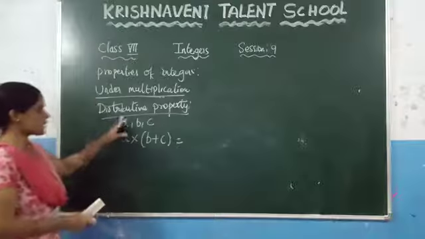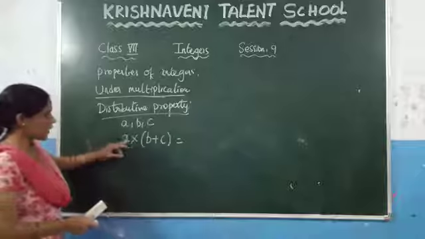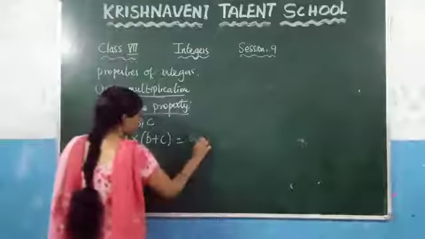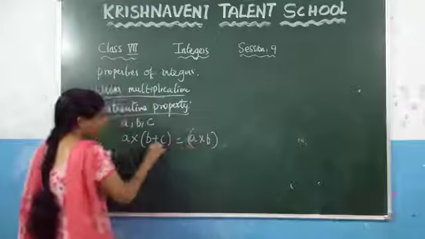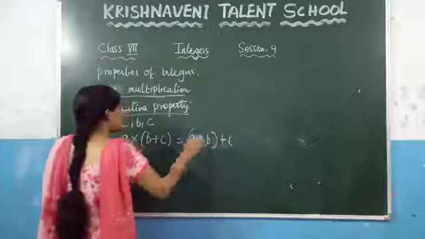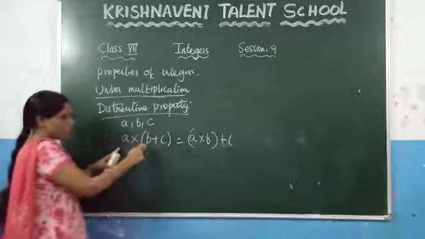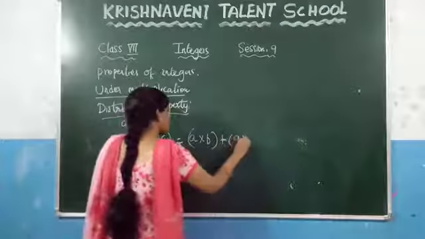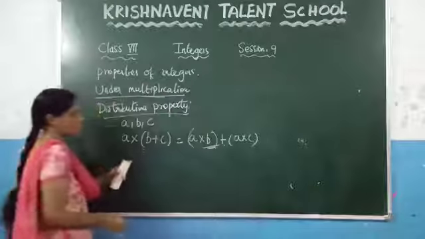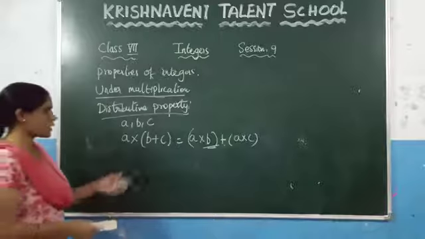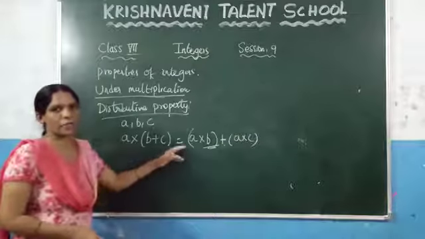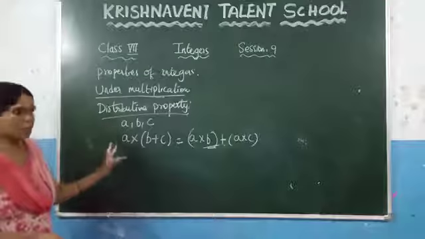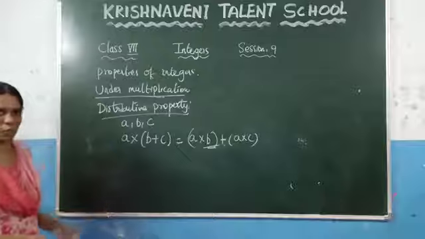Here the name itself says we are distributing this a value to both of these numbers. So here you can write a into b plus, again you need to multiply this a to this number. First we multiplied to b and now we are multiplying with c. So a into c. This property we call the distributive property. What it states: a into (b plus c) must be equal to a into b plus a into c. Whether it is true or not, we are going to prove by taking a few examples.